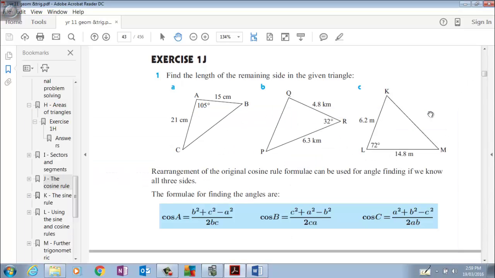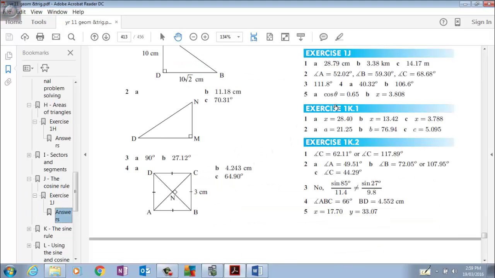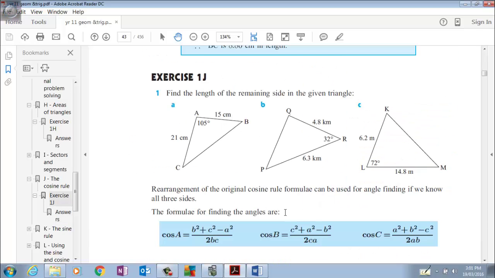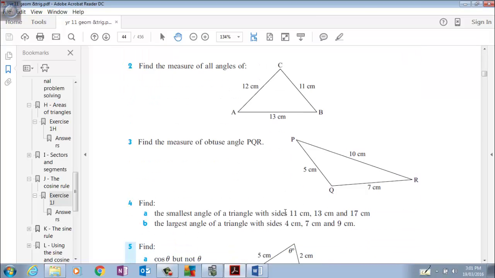Okay, so you try B and C and check the solutions afterwards. And here are the solutions to 1J, 28, 3 and 14. Now we can use the cosine rule to find unknown angles. So I'll just do one angle in question 2, and you can do 2 and 3.